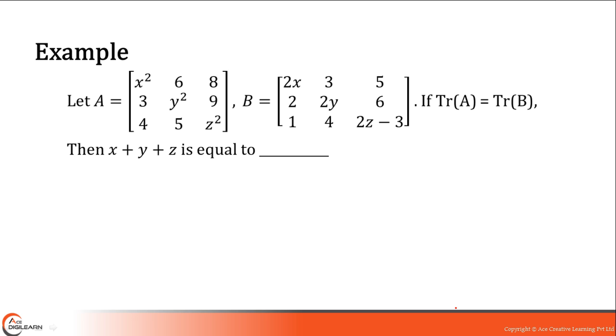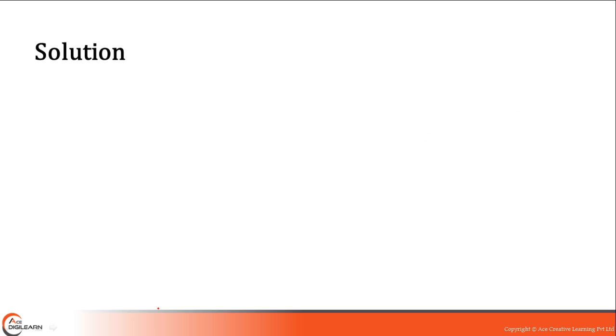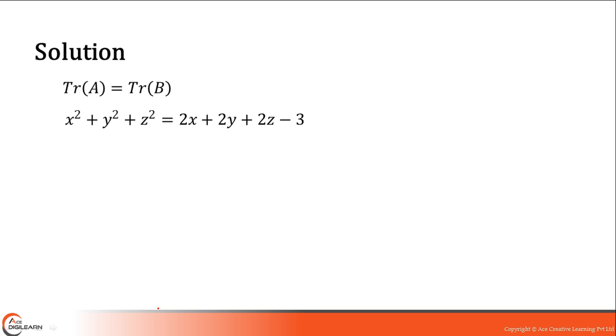Let us see one more example. Matrix A equals to matrix of order 3 by 3, and another matrix B is of order 3 by 3. Given trace of A equals to trace of B, then what is x plus y plus z equals to? The answer is 3. Let us see how we get it. Given trace of A equals to trace of B, the condition. So trace is the sum of diagonal elements.